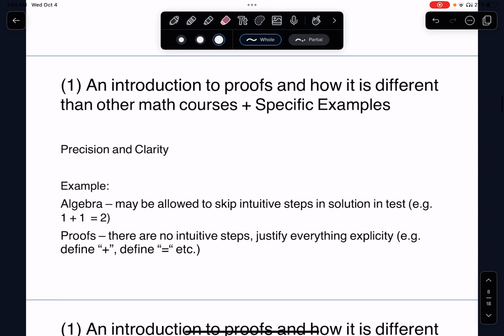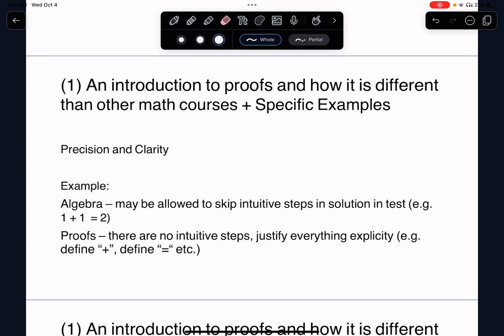Next is precision and clarity. Understanding, making sure that everything in your proof has a purpose for being there, and you define what you need to define with precise language, and that you're clear with how those definitions relate to your argument. In algebra, you may be allowed to skip a lot of intuitive steps to a solution, like starting 1 plus 1 is 2. You might be able to skip a lot of addition steps and jump to different parts of the problem as long as you get the right answer.